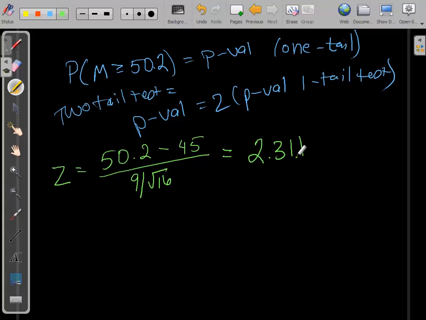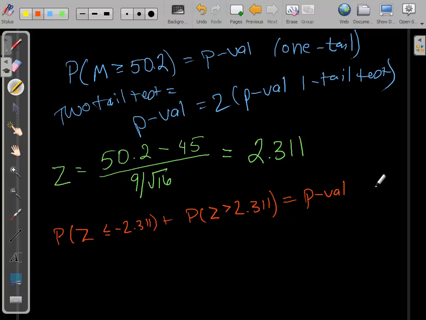What does that tell you? It tells you that 50.2 is 2.311 standard deviations away from 45 and above that. So to do the two-tailed p-value, we'd want to look above and below that distance. What's the probability that z is less than or equal to negative 2.311 plus the probability that z is greater than or equal to positive 2.311? That would be the p-value for the two-tail test. It's nice that these are the same, and that's what I'm referencing up here. We just doubled the p-value that we get.